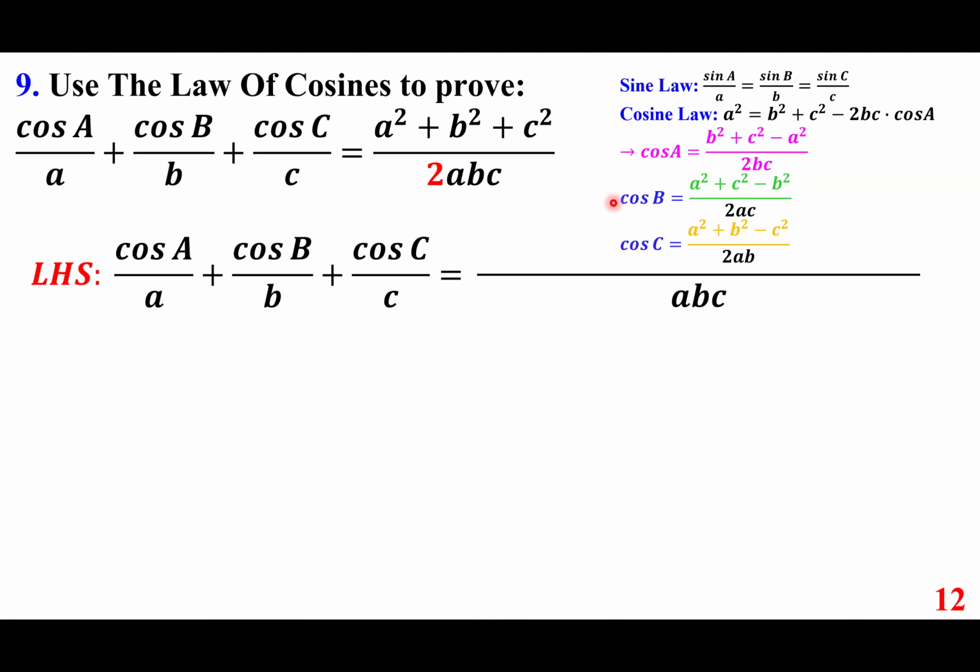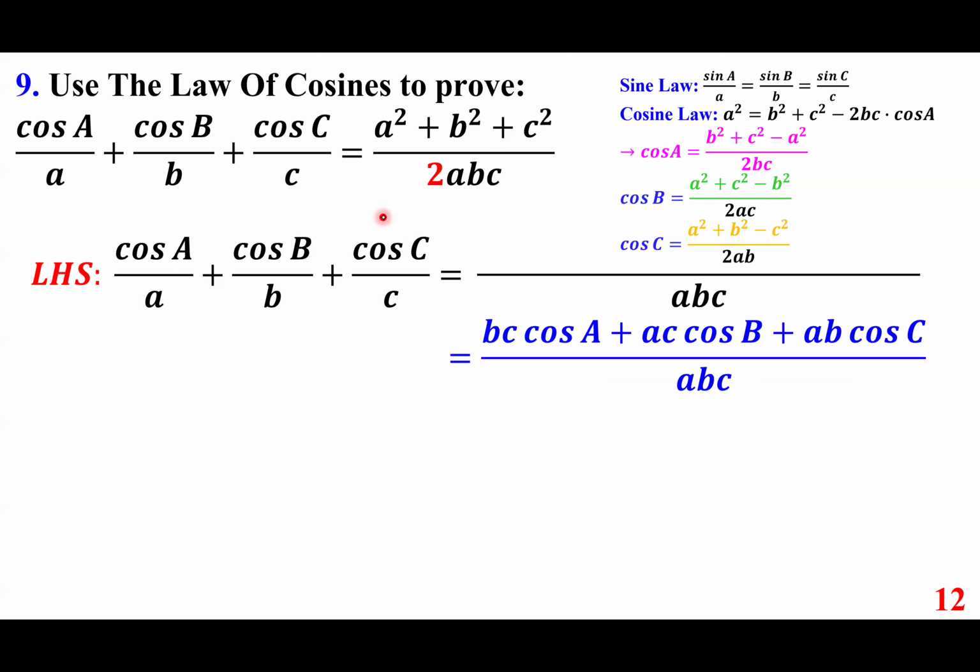This one gets multiplied by b as well as c, so this one is bc cosine A. This one gets multiplied by a and c: ac cosine B. This one gets multiplied by a and b, therefore ab cosine C. That would be the numerator.